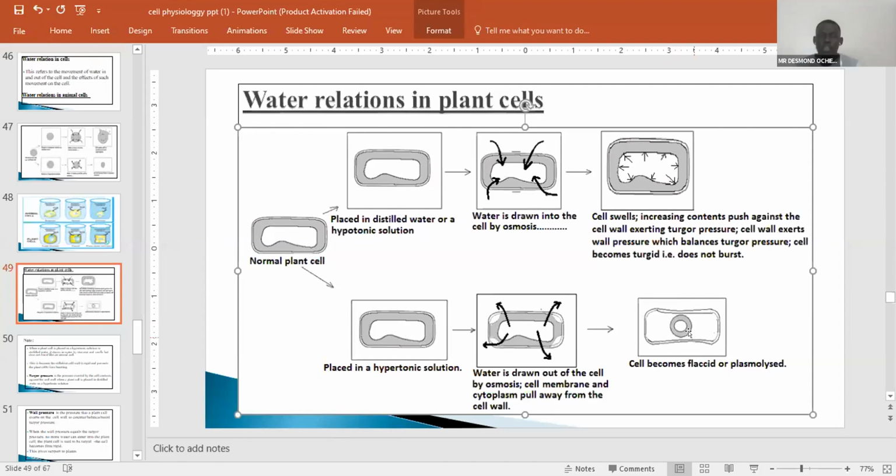I think this is also explained when we were looking at the topic called transport in plants and animals, the importance of water in the topic transport in plants, sorry. We said that water helps in making the cells turgid, which brings about support in plants, okay?